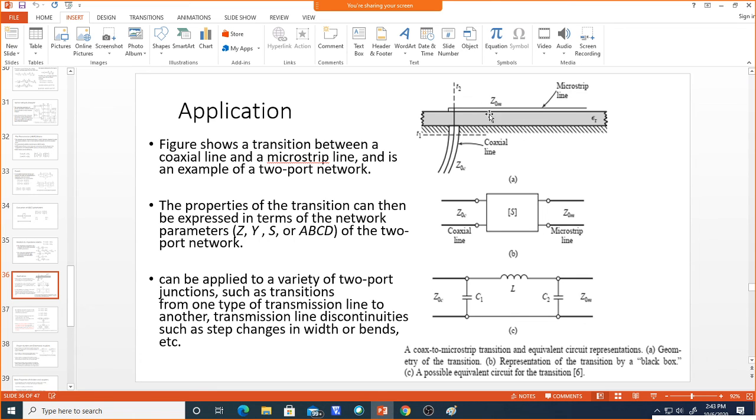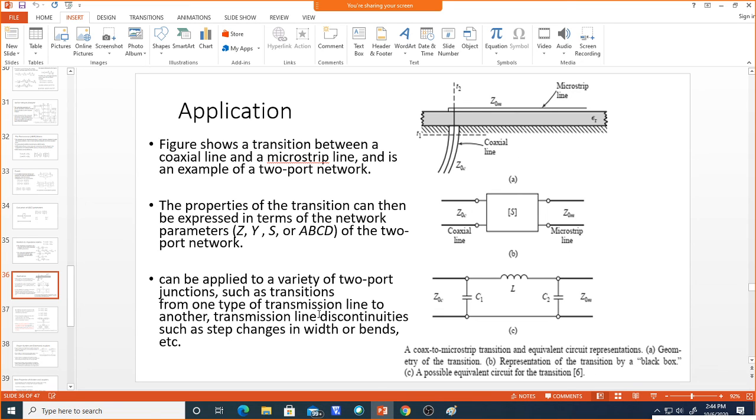Like that, we can modify the equivalent circuit for a particular application and try to find the corresponding parameters for this network. Once you find the corresponding parameters, it is very easy to find the voltage and current at port 1 and port 2, the input and output ports. If you write this type of equivalent circuit, it will be very easy to apply to other types of transitions.